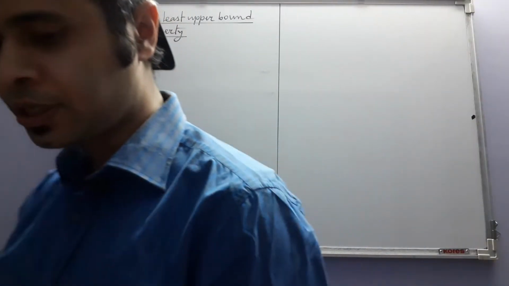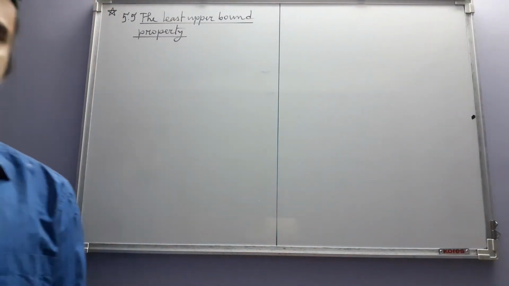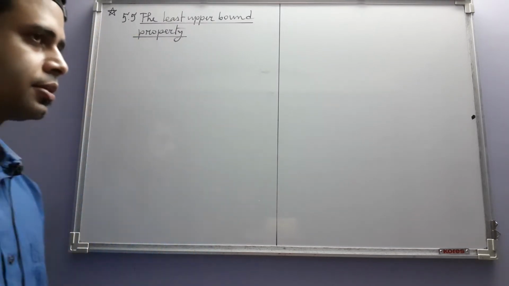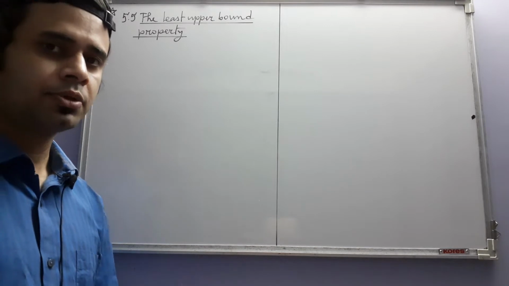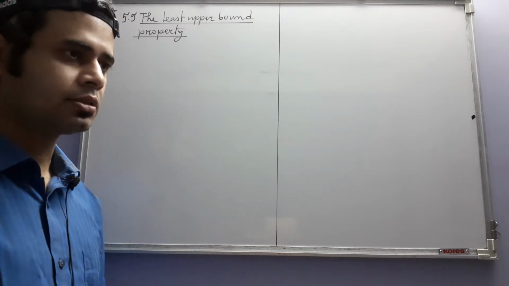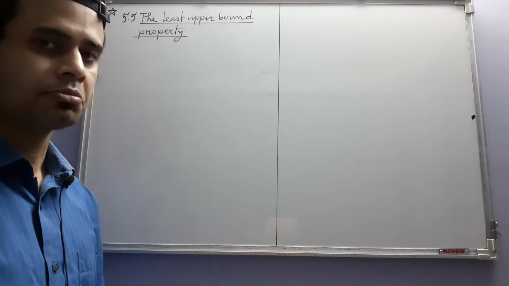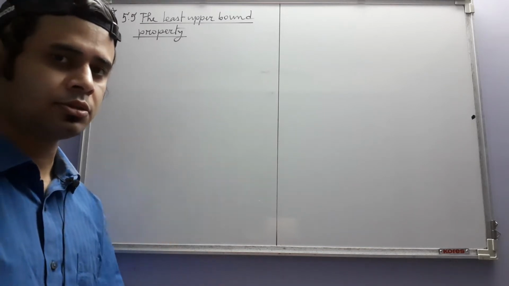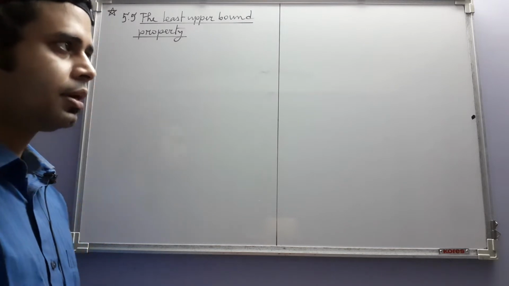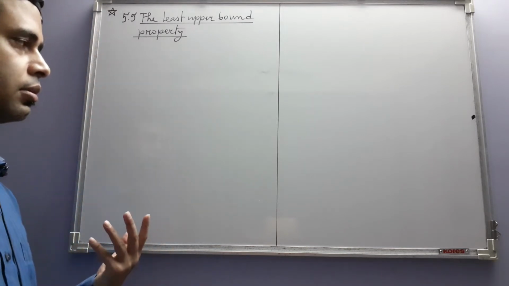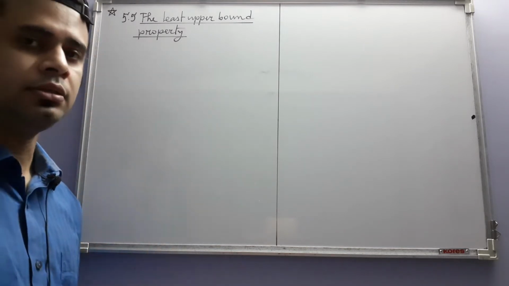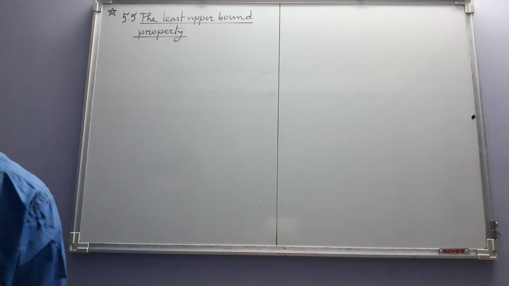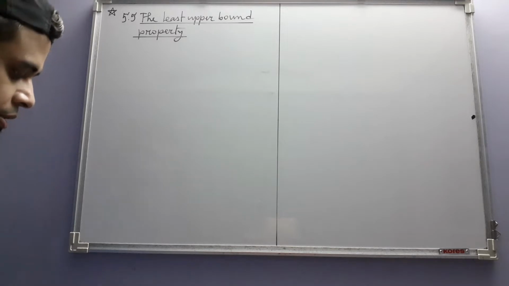Okay, so new section 5.5, the least upper bound property. In this section, we are going to see a property of the real numbers which the rational numbers don't possess. And this is one of the things that distinguishes the two number systems. And it's also the reason we construct the real numbers in the first place. So it starts with this definition.